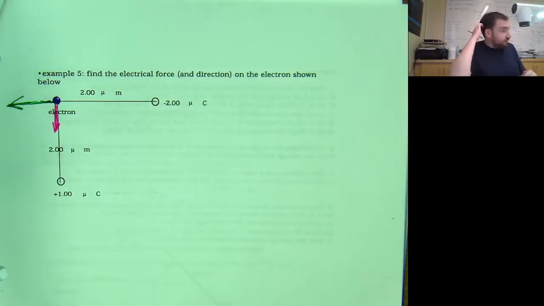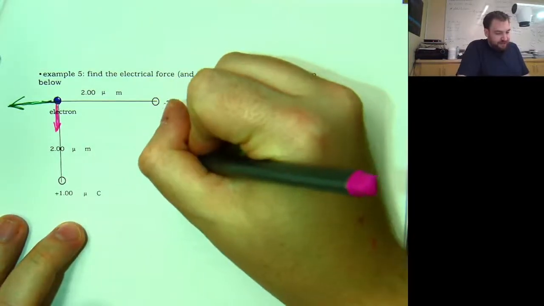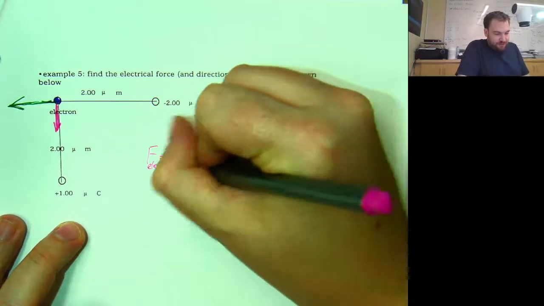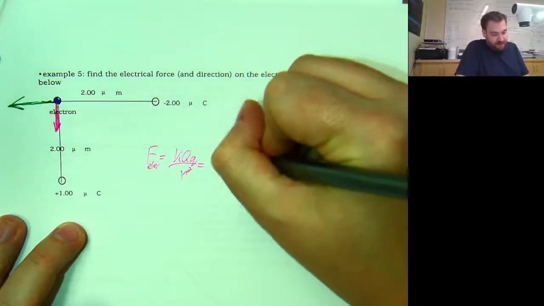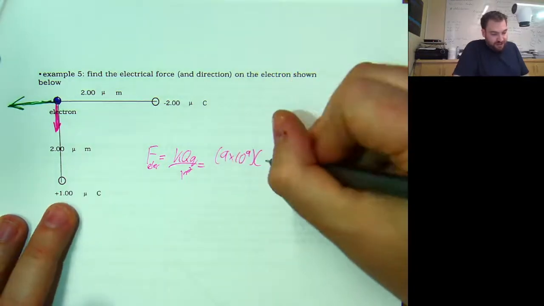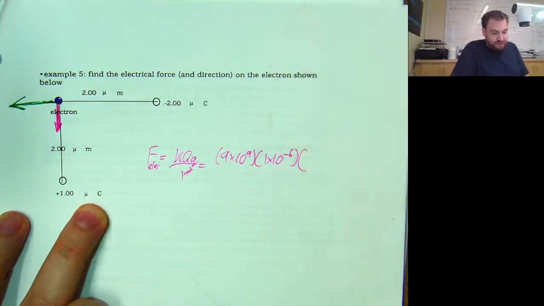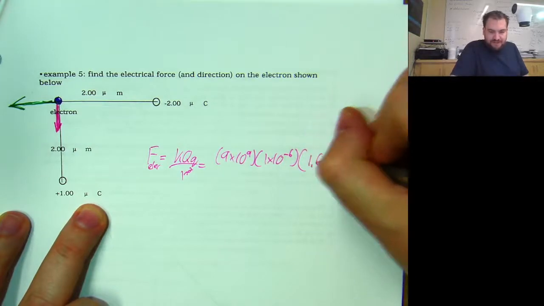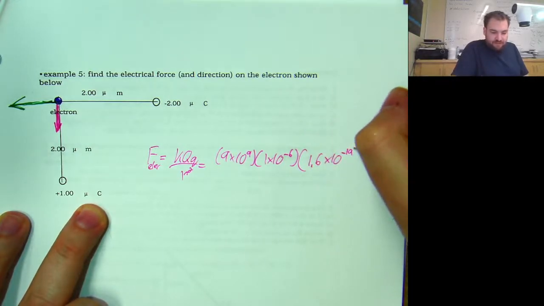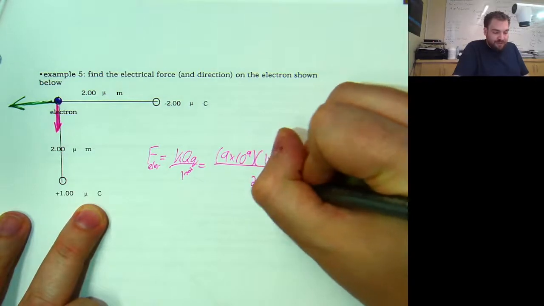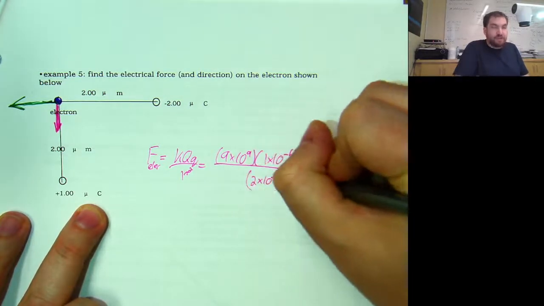So let's figure this out. Again, easy calculation. My pink force, electric, is equal to KQQ over R squared. So that's just going to be 9 times 10 to the 9. My charge is 1 times 10 to the negative 6. Micro is 10 to the negative 6. My electron has a charge of, that's on my sheet somewhere, the elementary charge, 1.6 times 10 to the negative 19. The distance between them, 2 micrometers. 2 times 10 to the negative 6 squared.